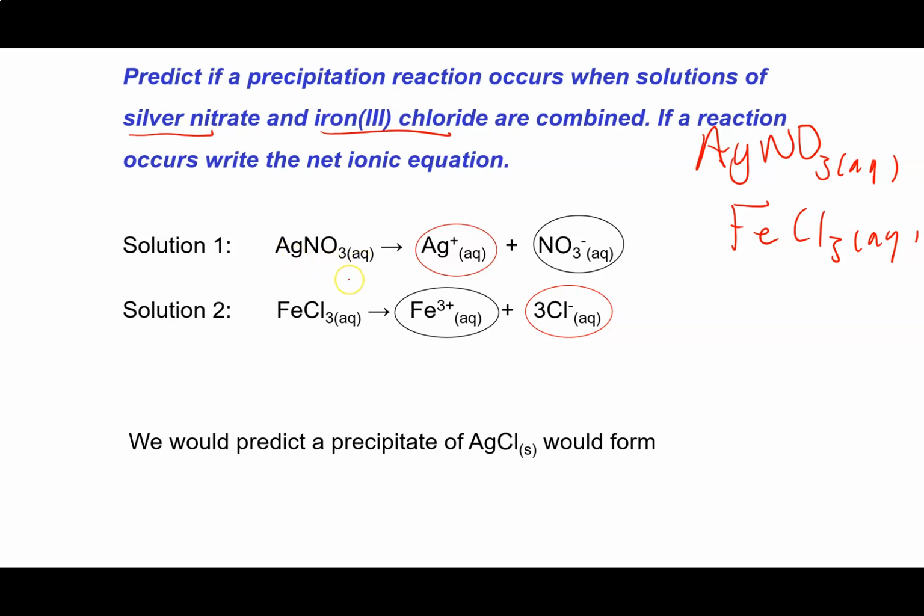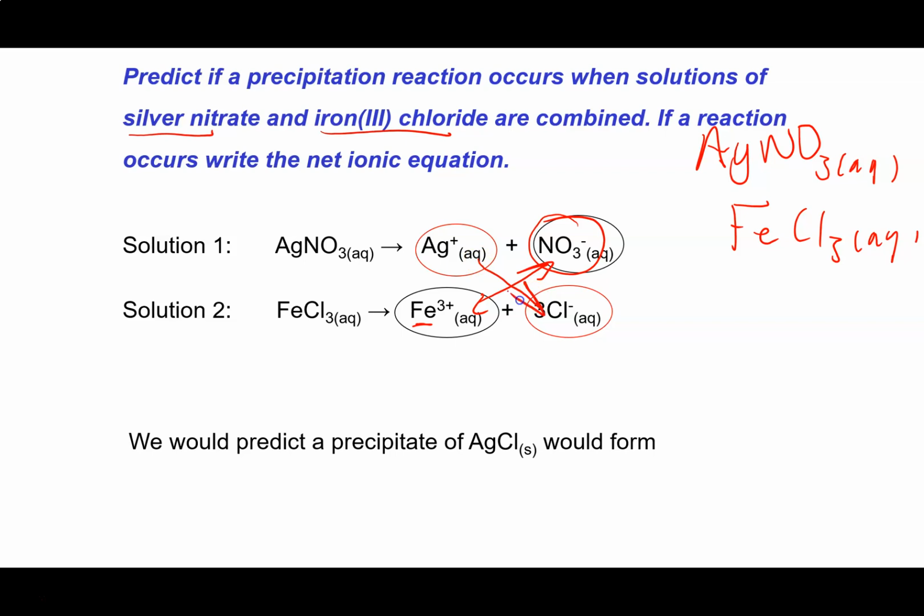So here's silver nitrate solution, going to be combined with iron(III) chloride. So silver nitrate will dissociate into silver 1+ ions and nitrate anions, and then iron(III) chloride will dissociate into Fe3+ ions and 3 chloride ions. So now we do the crossover. Nitrates are generally soluble, and Fe3+ is not an exception. So that's not going to form an insoluble compound.